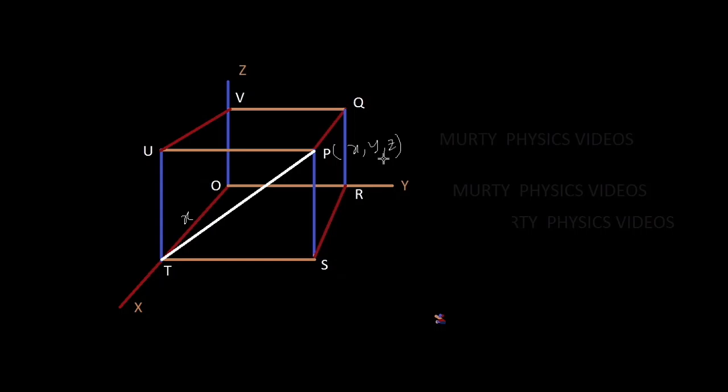Now what is y coordinate? If we draw a normal from the point P onto the y axis like this, it cuts the y axis at point R. Now the distance of the point R from the origin gives the y coordinate of this point P. This is y.